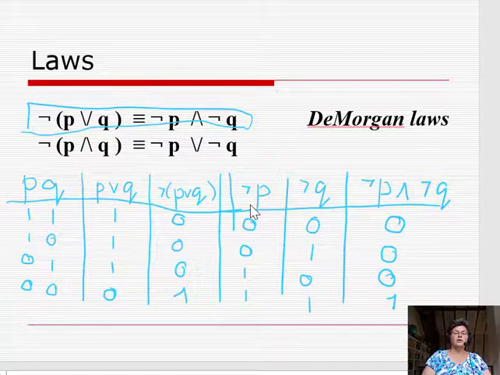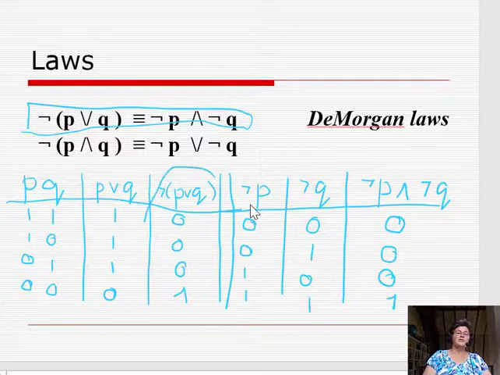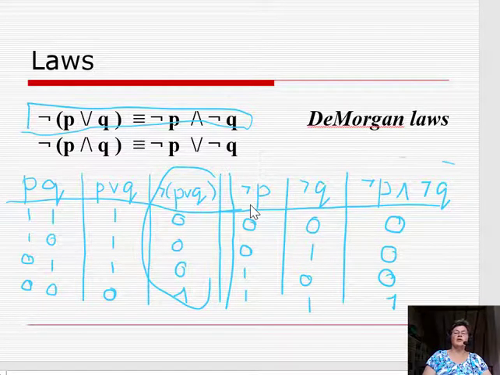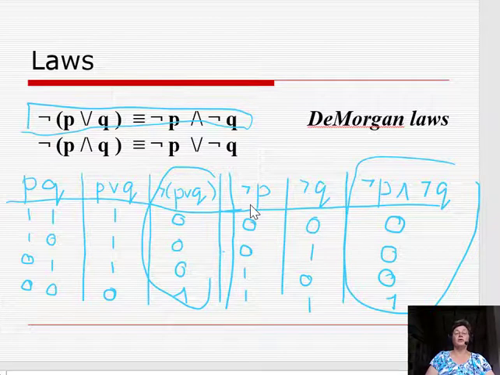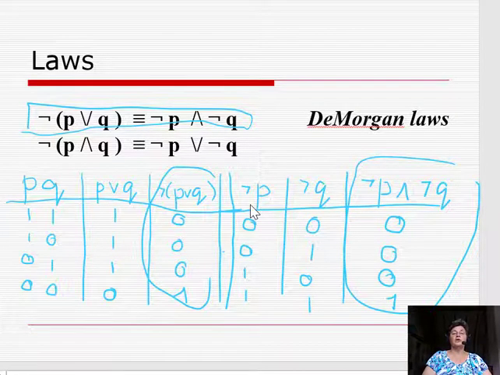Then what we need to establish is whether this column is identical to that one. And indeed, these are identical, and that's the definition of equivalent. So not (P or Q) is equivalent with not P and not Q. De Morgan's law. And please, as an exercise, do the second one yourself by making a truth table.